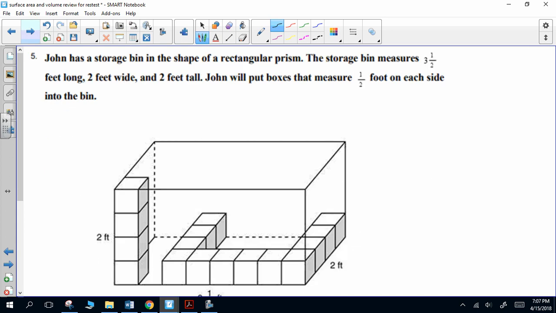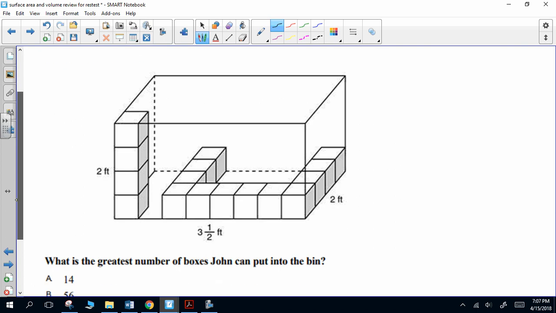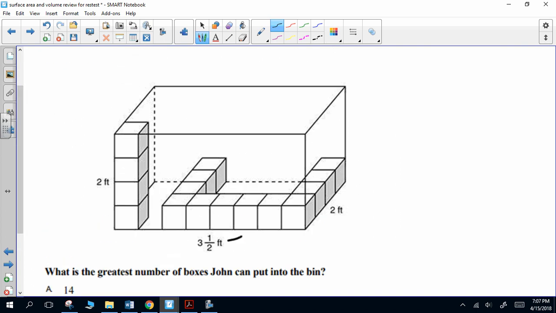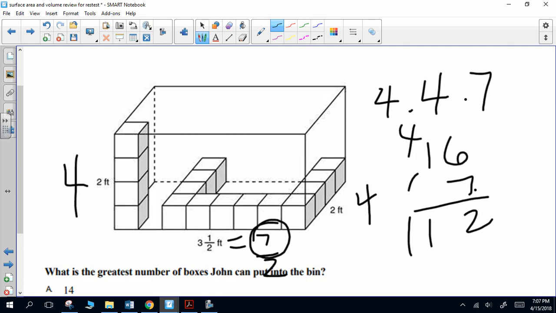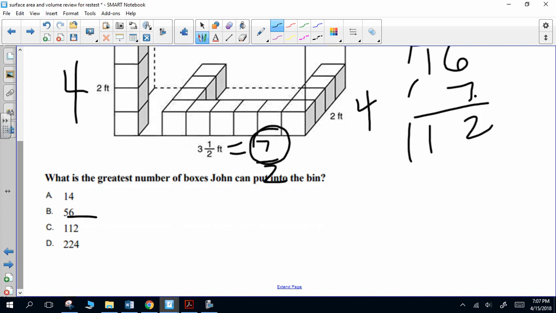John has a storage bin in the shape of a rectangular prism. The bin measures 3.5 feet long, 2 feet wide, and 2 feet tall. John's going to put boxes in it that measure a 1/2 foot on each side. All right, so this side's 3.5 feet long, and that's 7 halves. So that means that I can fit 7 boxes on this side. This is 2 feet long, which means I can fit 4 boxes on this side, and it's 2 feet tall, which means I can fit 4 boxes on that side. So if I do 4 times 4 times 7, that's 16 times 7, which is 112 boxes, which we see.